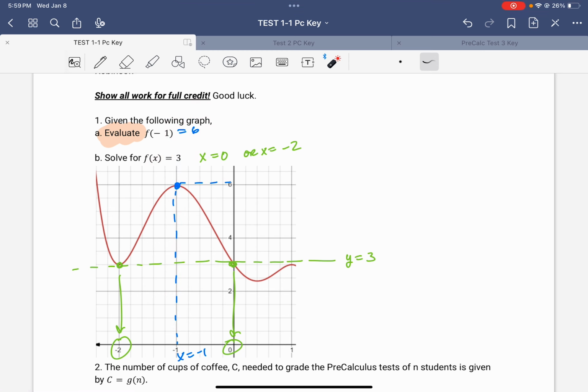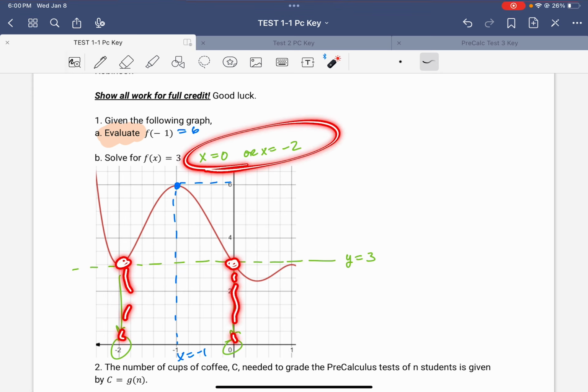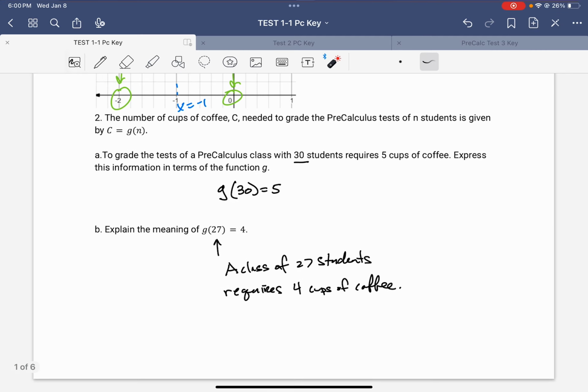When I want to know what is f of 3, well, I draw a line at y equal to 3, because f of x is just y. So y equal to 3 means there are two possible inputs that can do that. At 0, you get 3, and at -2, you get 3. That's why there are two possible answers.